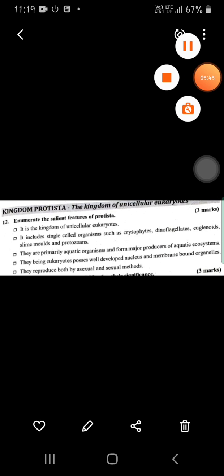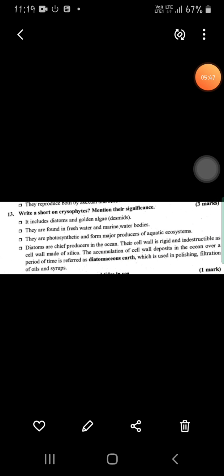Okay, so these are some salient features or characteristics of protista. They may ask for 3 marks. Next is the chrysophytes, and their significance. They are diatoms, or golden algae, and they are found in fresh or marine water, and they are photosynthetic. They are found in the aquatic ecosystem.